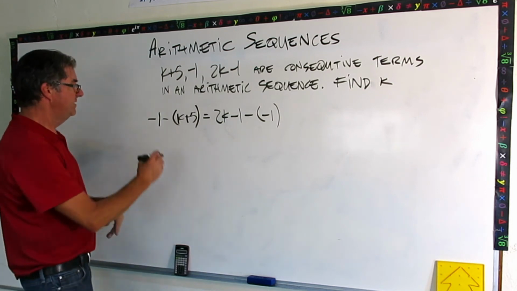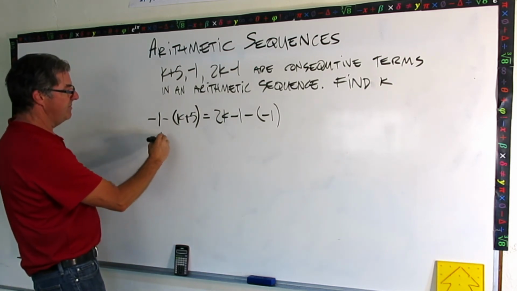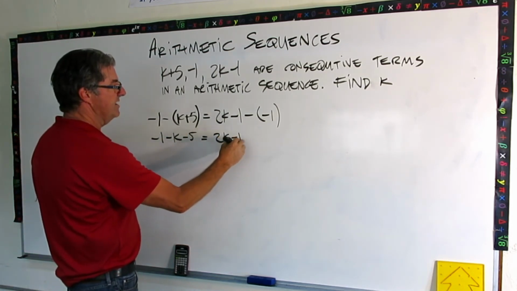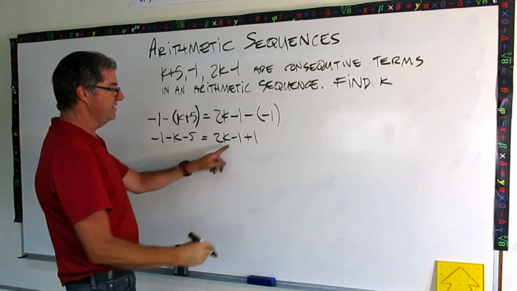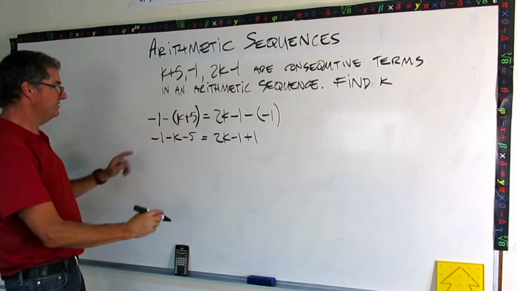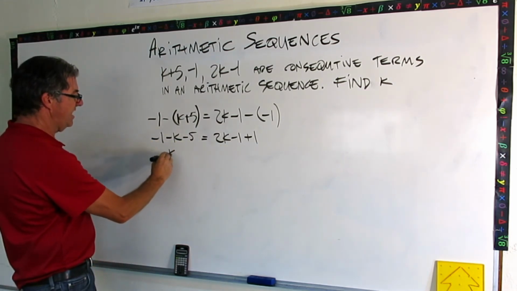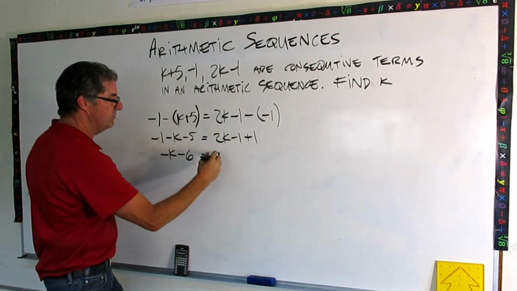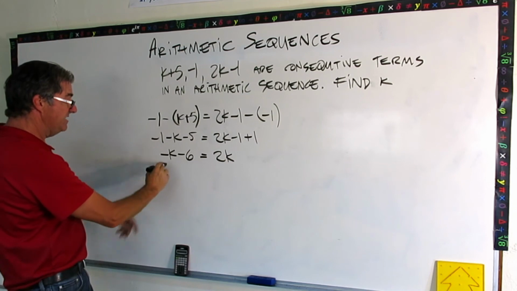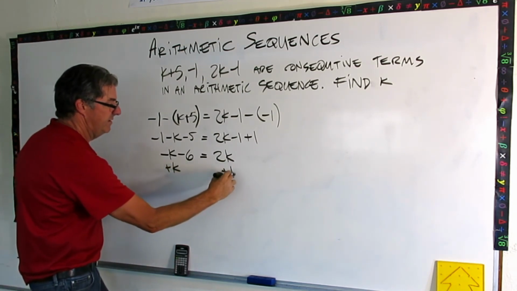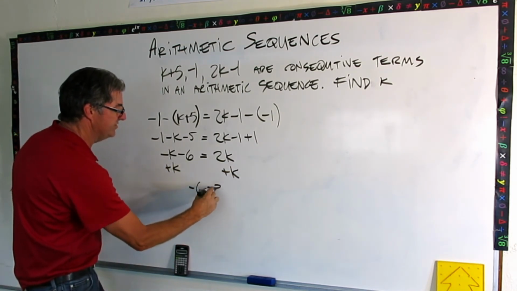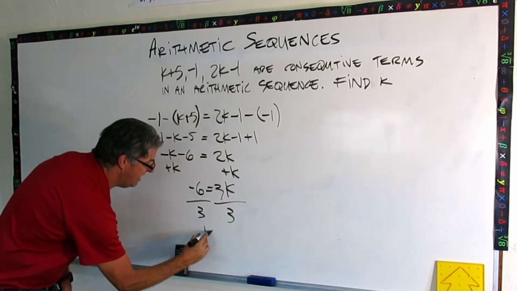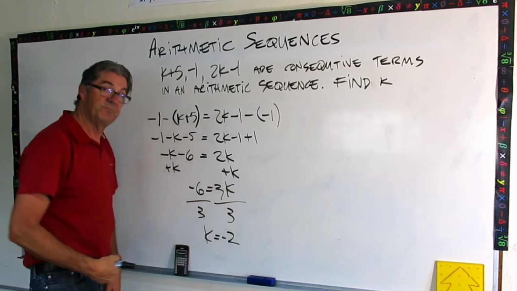So let's do that. I have minus 1, we distribute my negative, minus k minus 5 equals 2k minus 1 minus negative 1, which is a plus 1. I think you can see what's going to happen there. So let's rework this. Minus k, minus 1 and minus 5 is minus 6 equals 2k plus 1 minus 1, which is just 2k. Let's add k to both sides. We get negative 6 equals 3k. Divide through by 3, we get k equals negative 2.